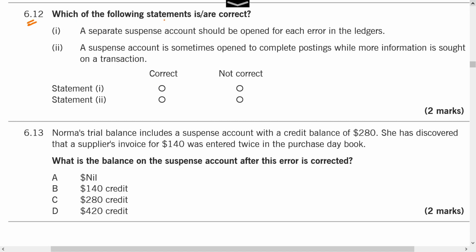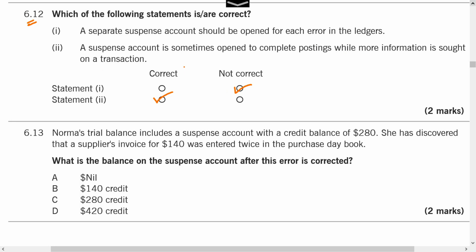Which of the following statements are correct? A separate suspense account should be opened for each error in the ledger. No, this option is not correct. We should not open a separate suspense account for each error in the ledger. A suspense account is sometimes opened to complete postings while more information is sought on a transaction. And yes, this option is a correct option.